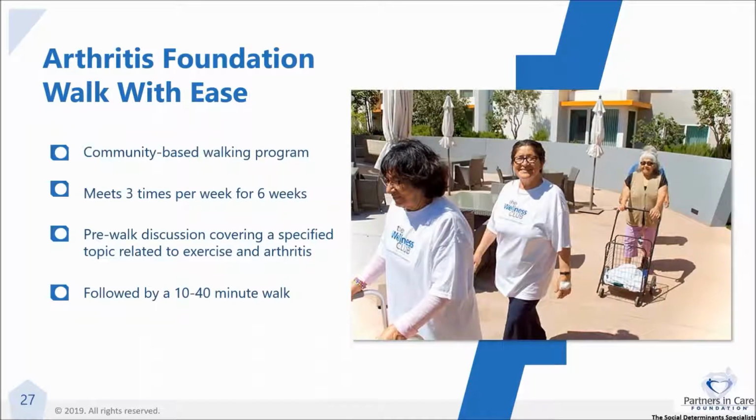There's the Arthritis Foundation Walk with Ease program, and that's a community-based walking program that meets 3 times a week for 6 weeks. And in this one, there's a pre-walk discussion covering a specified topic related to exercise and arthritis. And it generally is, people go for a walk for 10 to 40 minutes.